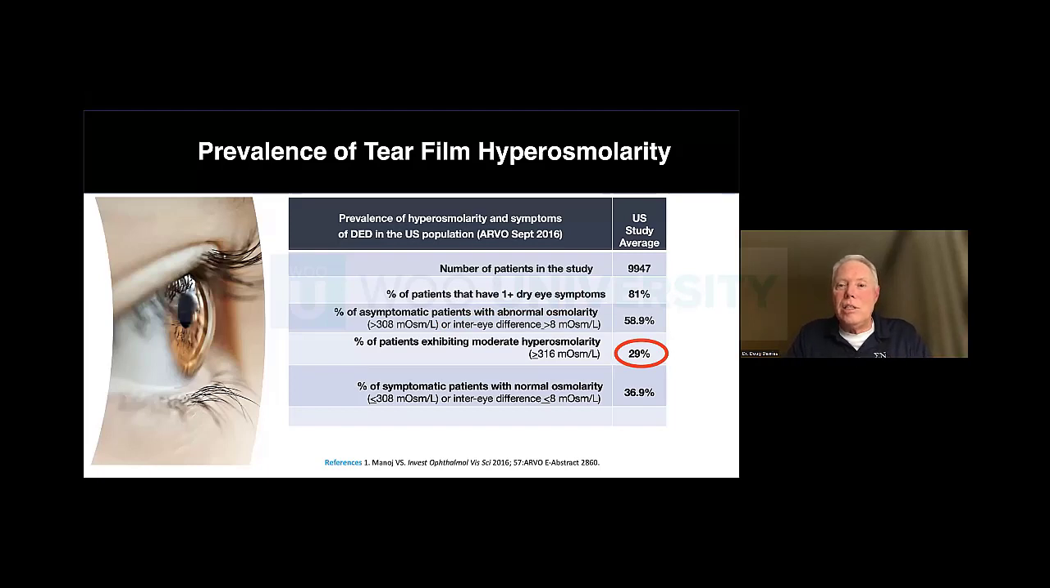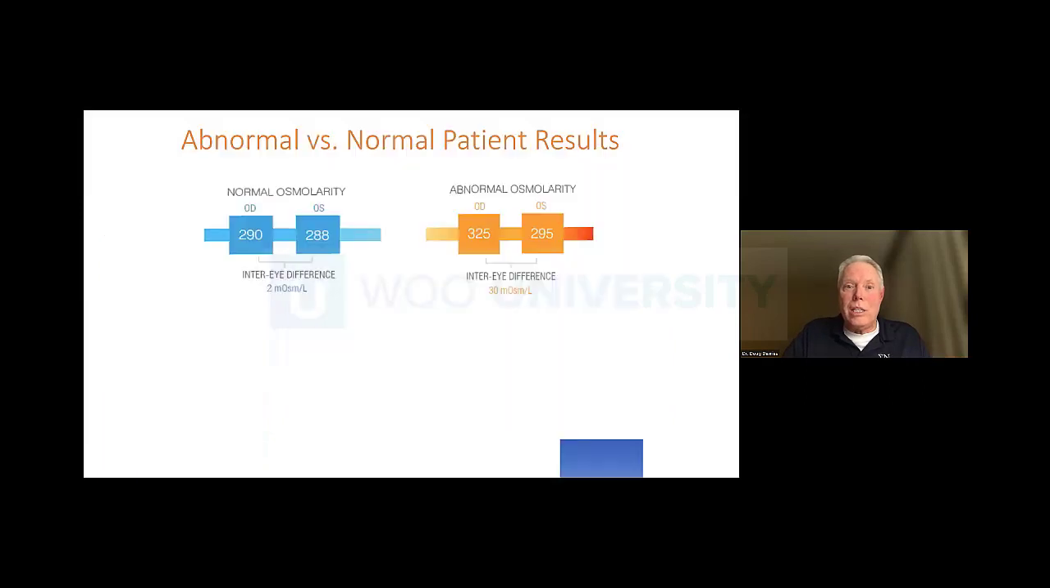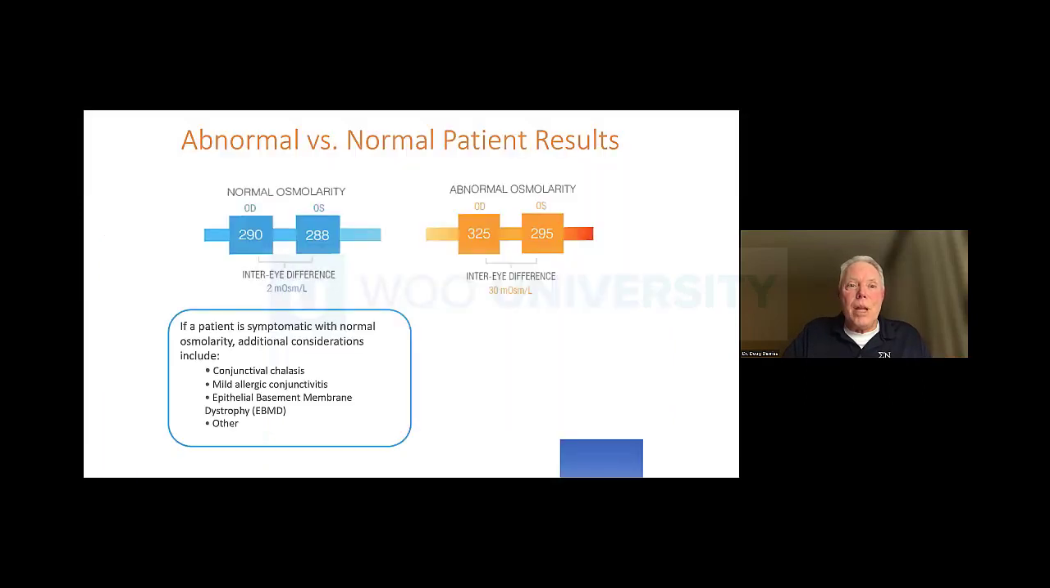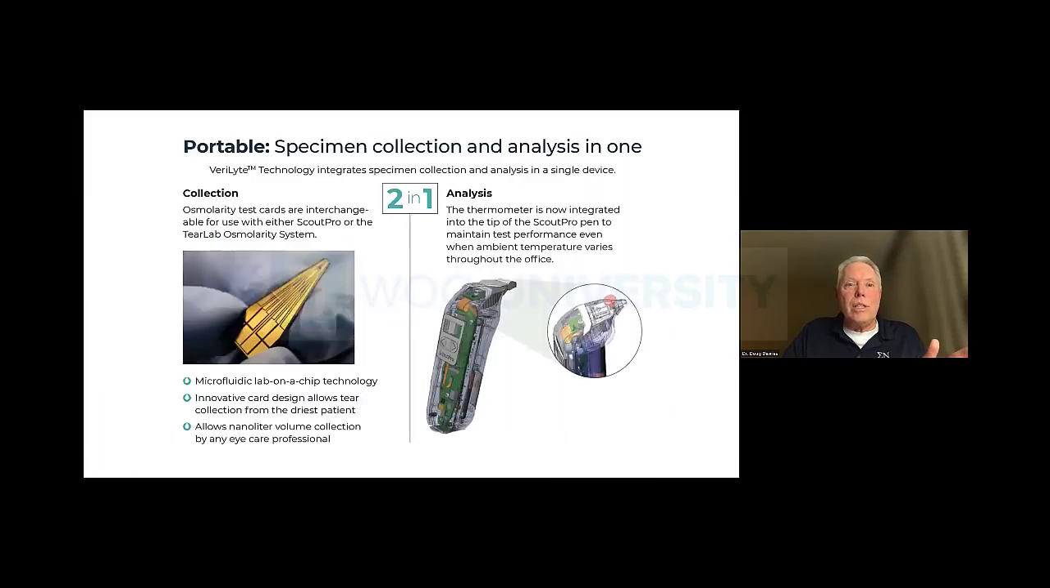And then the patients exhibiting moderate hyperosmolarity, 29% out of the 10,000, moderately high osmolarity. And then the percentage of symptomatic patients with normal osmolarity. Again, you need to look in a little bit different area. You need to actually retest that patient again. And we talked about the normal versus abnormal.